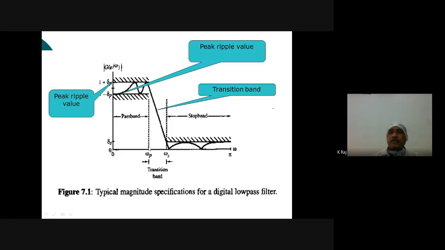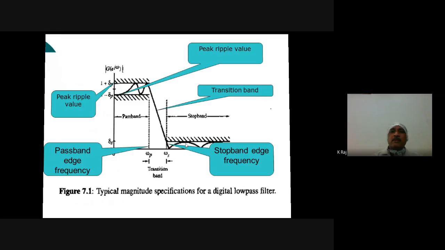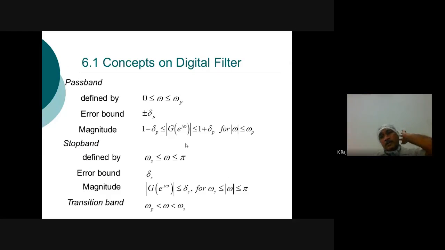And there is a gap between the pass band and stop band. It is known as the transition band, and then starts the stop band. In the stop band, again there is a range of ripples defined. And the pass band frequency is described by omega p, and the stop band frequency is described by omega s.